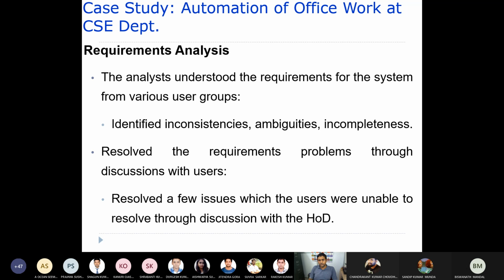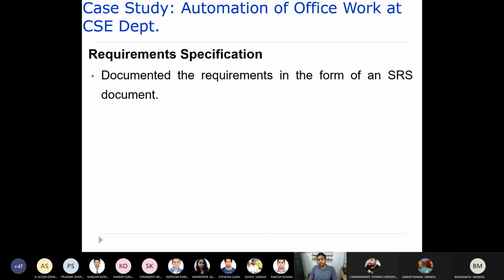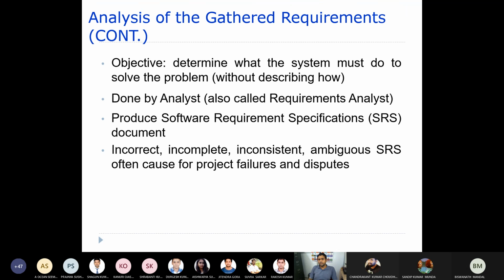Okay, then you document the requirements in the form of an SRS document. Finally, you specify the requirements in the form of an SRS document. We'll talk about that at a later stage. So what we analyze after gathering all these requirements, the main objective is to determine what the system must do to solve the problem, without describing the how part. So the how part is not there.